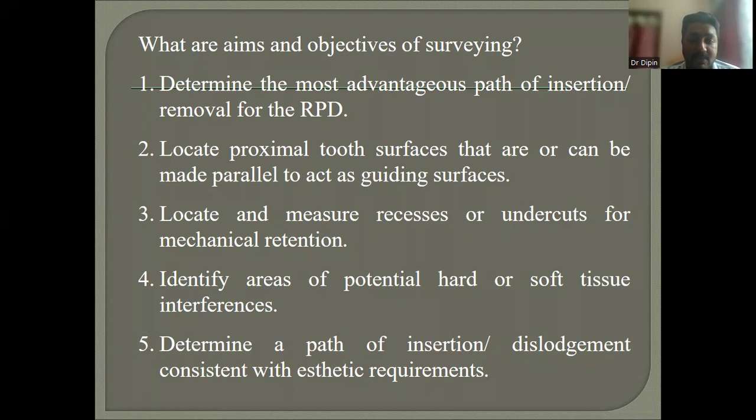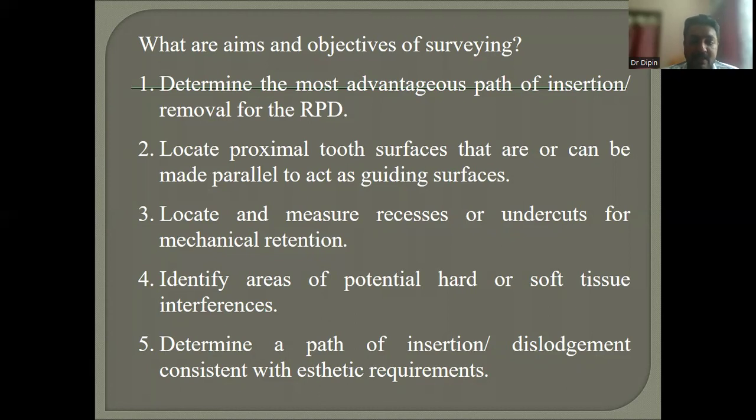And to locate the proximal tooth surfaces that are or can be made parallel to act as guiding surfaces. Guiding surfaces means, when an edentulous area is there, the proximal surface adjacent to that edentulous area is called the guiding surface. So whenever possible, those surfaces have to be parallel to each other.